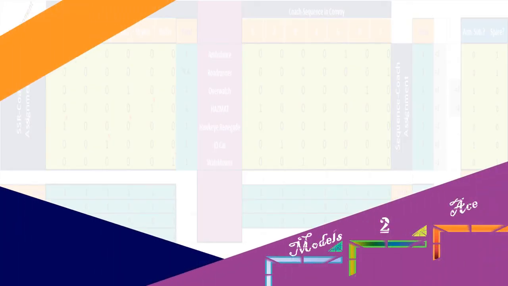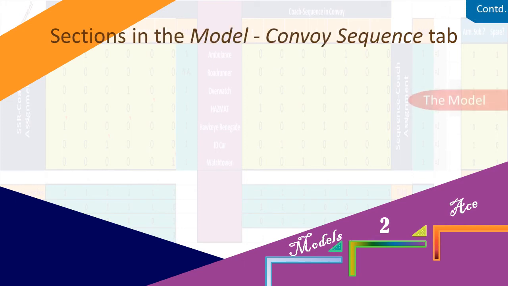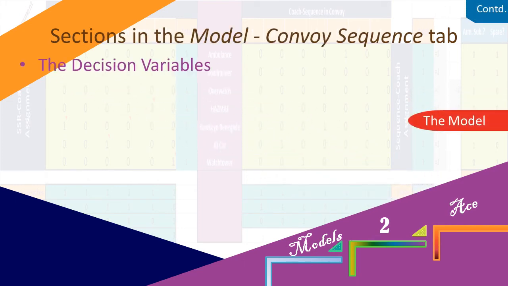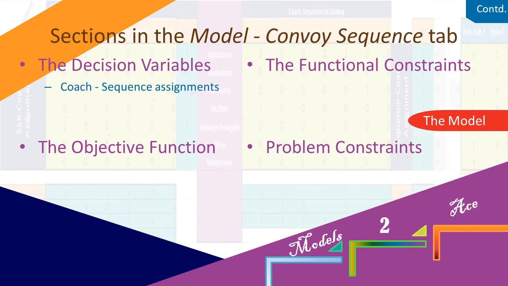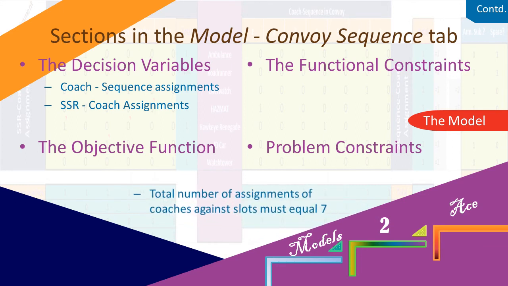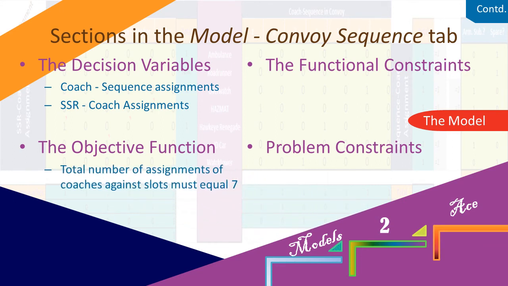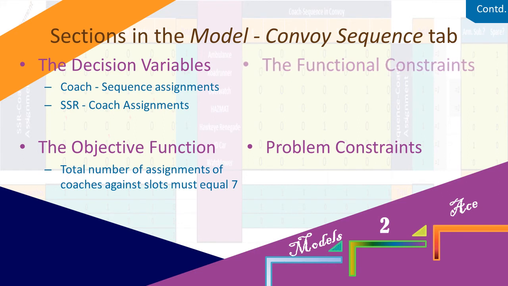Summarizing the details of the model, covered in the Model Convoy Sequence tab, the decision variables are the binary values in the cells shaded in green. These determine the two sets of primary assignments and mapping, the coach sequence assignments and the SSR coach assignments, and other derived assignments. The objective function, a redundant one in this problem, is the total number of assignments of coaches against slots, which must be equal to 7.